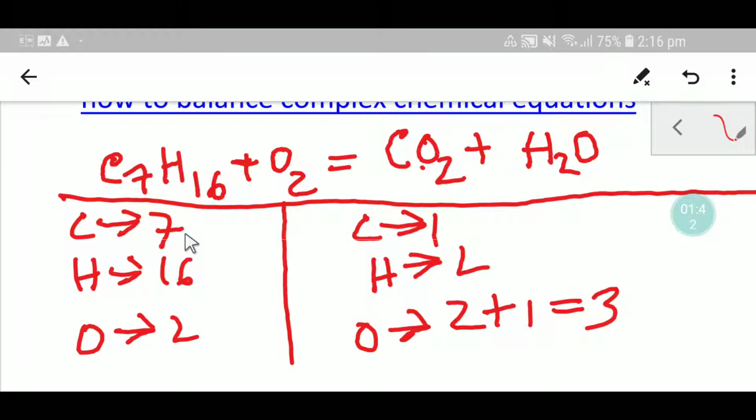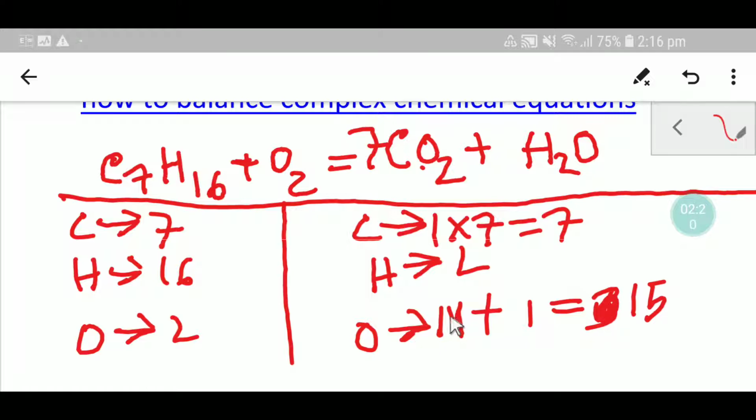Here you have 7 carbon, but here you have 1. So to balance the carbon, what can you do? You just multiply by 7, that gives you 7 carbon, and this 7, remember, must come before this carbon. You have to search for carbon, so you have to place here 7, right? So you are getting 7 carbon and 14 oxygen, right? So you have to update your oxygen now. 14 plus 1, that gives you 15 oxygen.